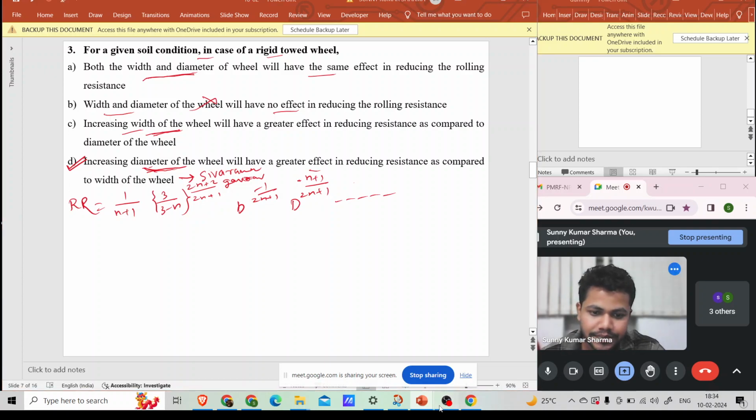Yes, you are correct. In this expression, if you substitute n equal to 1 or n equal to 2, then for B you will get a smaller exponent, and for D you will get a larger exponent. That suggests that increasing the diameter of the wheel is a better idea than increasing the width to reduce the rolling resistance, as in the case of torque resistance. So we will move to the next question.